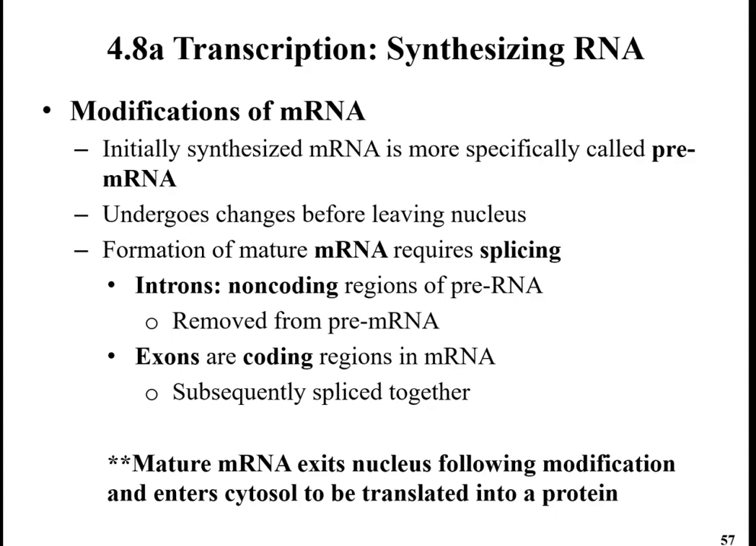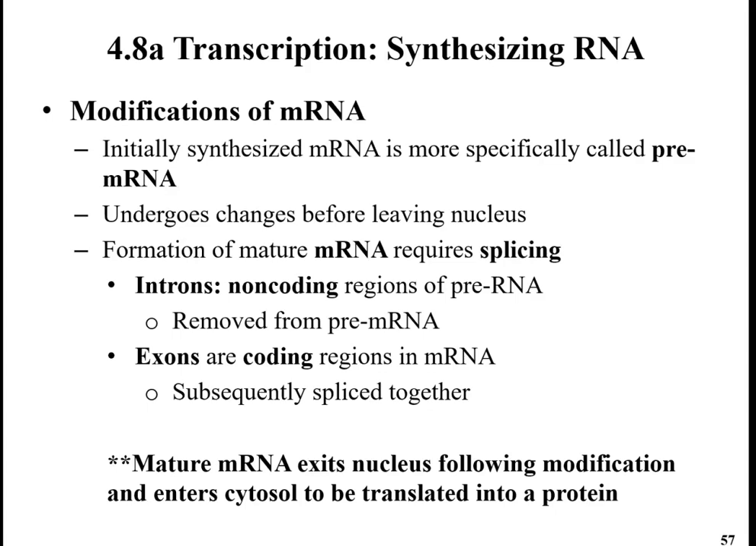Okay, so we'll talk a little bit about modifications of mRNA. Right after it's initially synthesized, it's more specifically called pre-mRNA, and it undergoes changes before leaving the nucleus. Formation of mature mRNA requires splicing. So the mRNA transcript has introns and exons. Introns are non-coding regions, whereas exons are the coding regions.